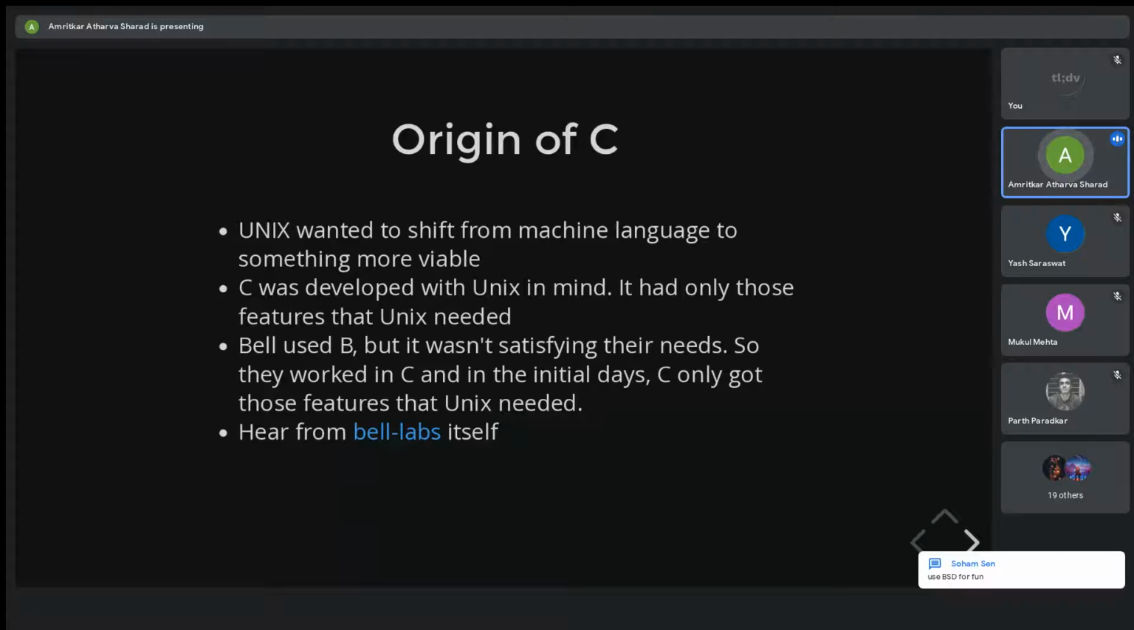They wanted to transfer to a more viable language than a machine language, as it was very difficult to code in that. So they started with B, and then in the process they made new B. As there were many glitches, they finally came up with C, and C was made only keeping Unix in mind, and it only had features that Unix needed. I'll share the link if anyone wants to read more about this.